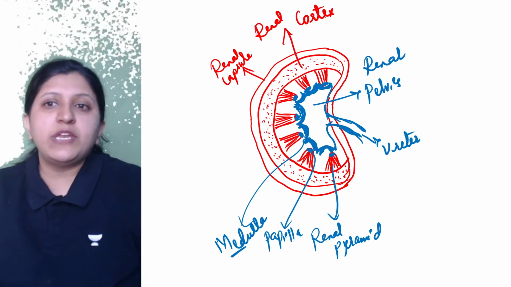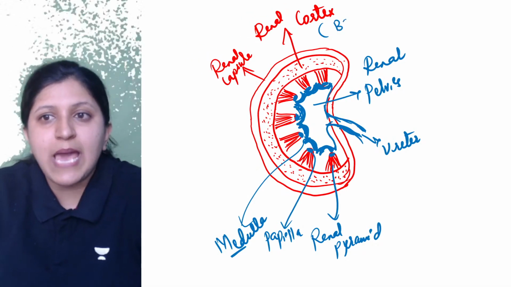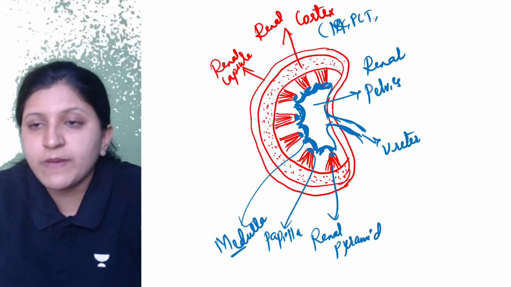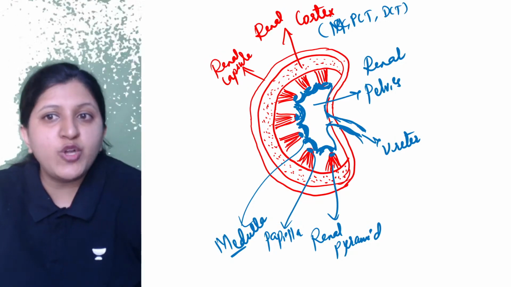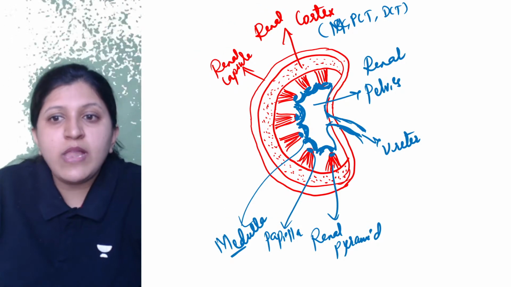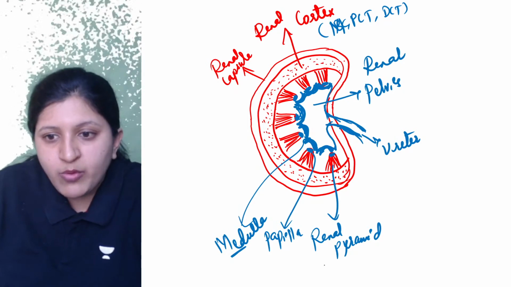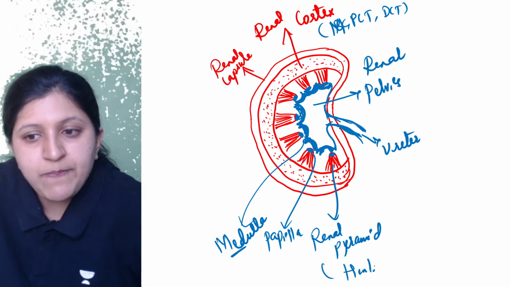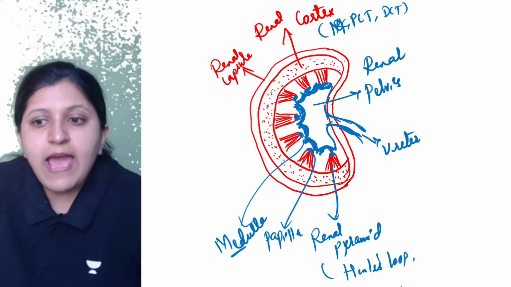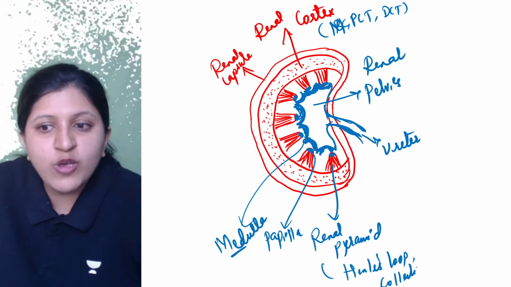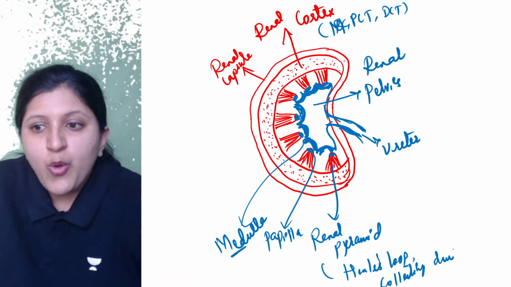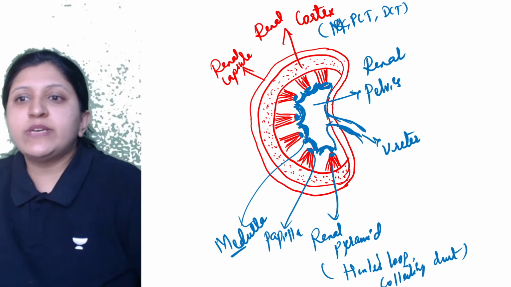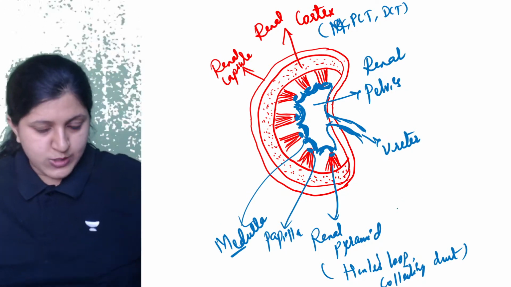The arrangement in the renal cortex is basically the Bowman's capsule, PCT, DCT. This can be called the Malpighian capsule also. Then DCT is there, so that is why you can see a dotted appearance. In the medulla region, the renal pyramid is made up of Henle's loop, and also there is a collecting duct. Because of that, we can see a line-like appearance in this region. So this is with respect to the renal pelvis, ureter, Henle's loop, and collecting duct.